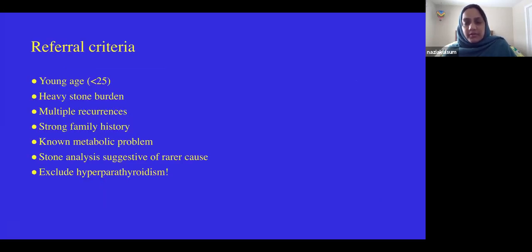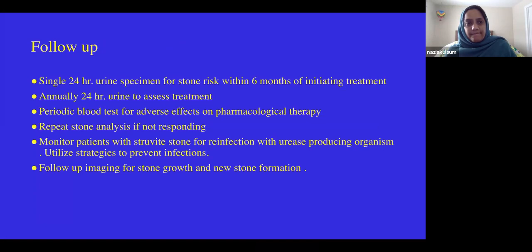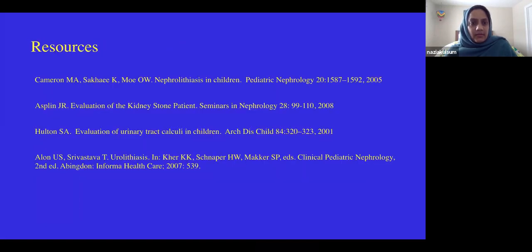And of course, referral criteria, we say if a kid has had more than one stone, strong family history of stones, multiple stones, other metabolic diseases or medication exposure that will cause them to have stones, then definitely refer them. Okay. And ultimately, the best thing is to follow a non-lithogenic diet, increase water intake, try to avoid being overweight, increase calcium intake, moderate protein intake, less salt, less refined carbohydrates, cut back on the dietary oxalate, and more fresh fruits and vegetables. Okay, I think I will end here.